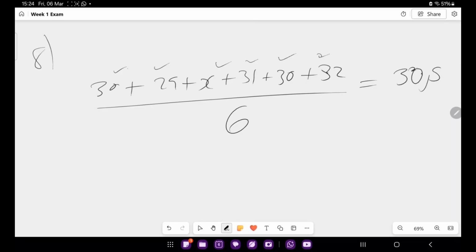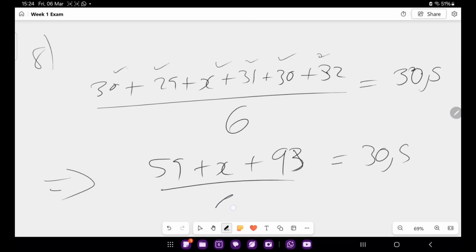30.5. So now I can simplify. So 30 plus 29, 59, plus X, plus 31 plus 30, which is 61, plus 32, 93. 93 is equals to 30.5. This one is over 6.